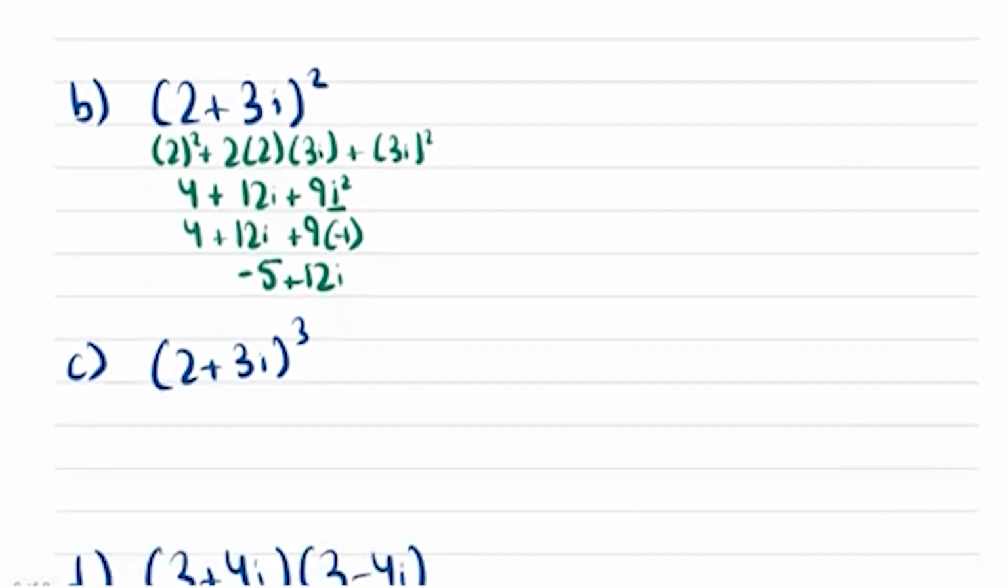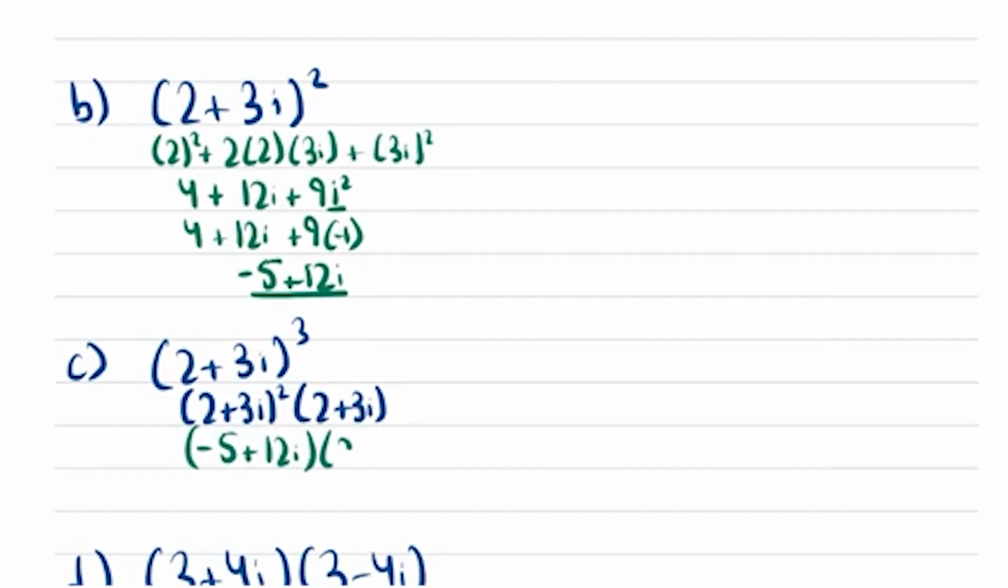Let's move to the third question. So 2 plus 3i whole cube. Can I break this like this: 2 plus 3i whole square and 2 plus 3i. Now, do I know the answer of 2 plus 3i whole square? Minus 5 plus 12i, multiplied by 2 plus 3i.